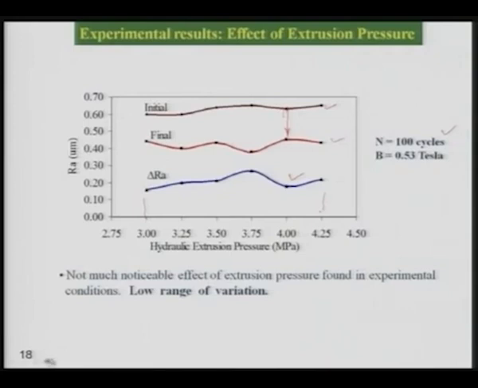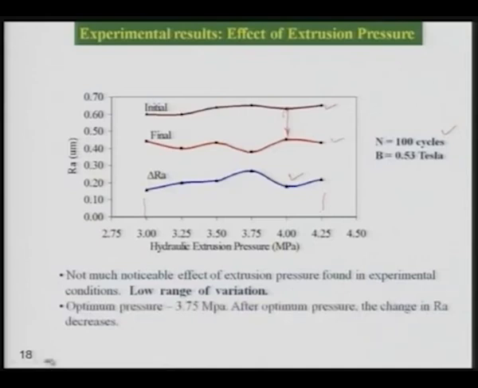Optimum pressure in this particular case obtained is around 3.75 megapascal, as you can see here. Here is the maximum change delta Ra, the maximum change in Ra value. That is why for this range of pressure, this is the optimum value, or the value which gives maximum delta Ra.